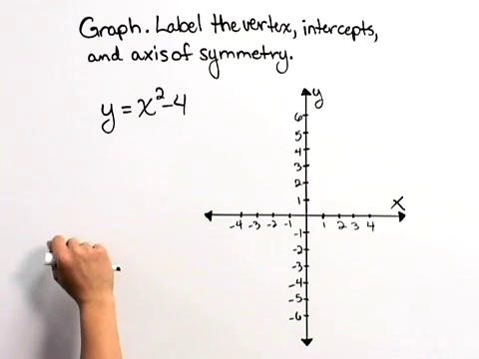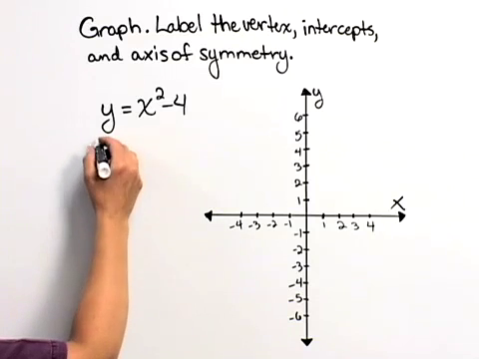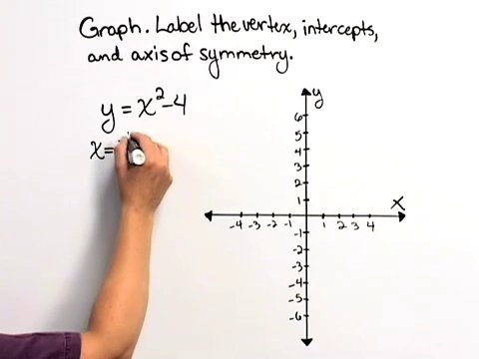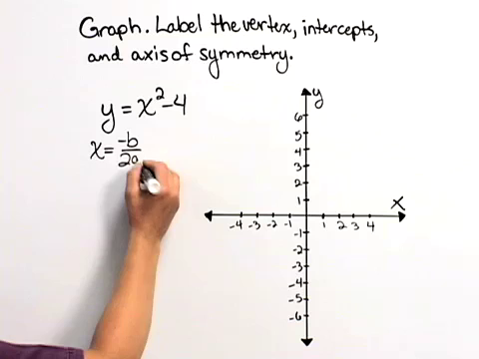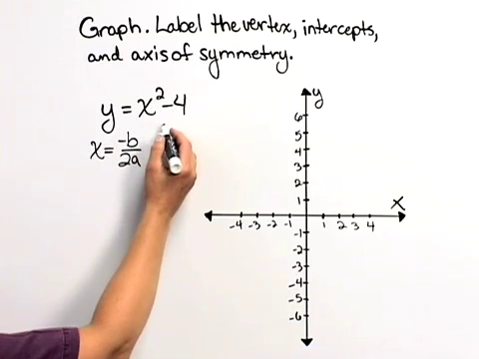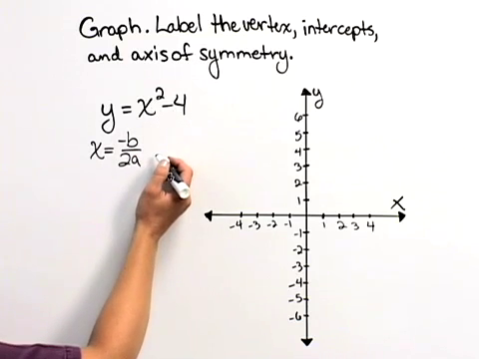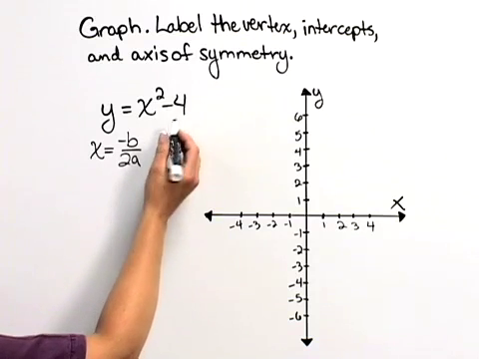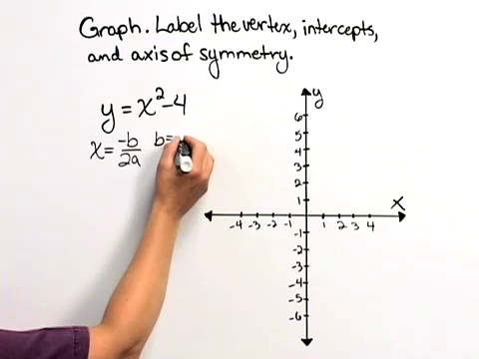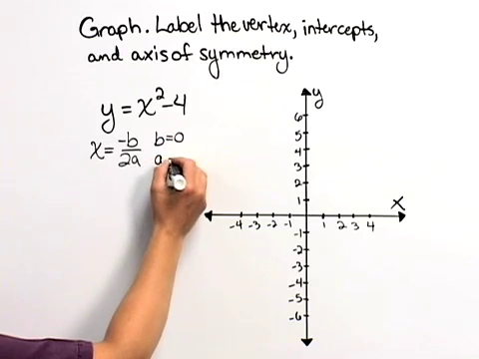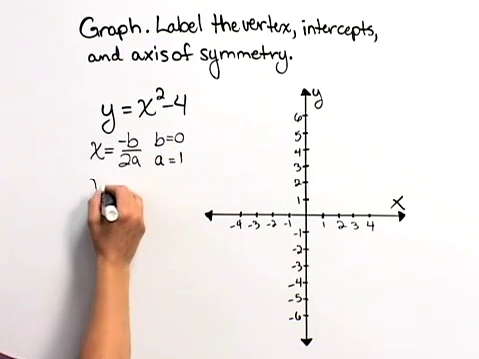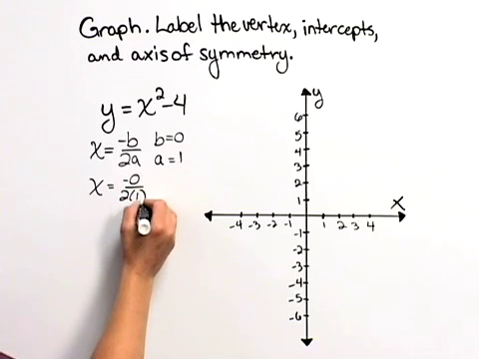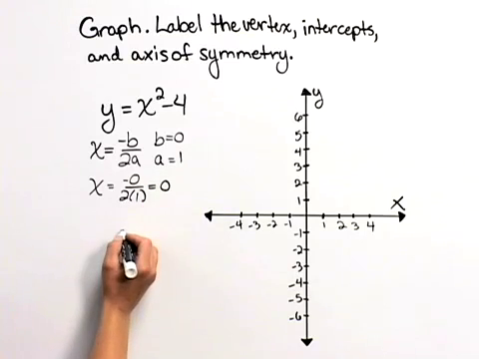Now I also noticed that I could find my vertex by finding my x-coordinate using negative b over 2a. It's kind of hard to see what my b is. It's supposed to be the coefficient in front of x, and there isn't a term that's just an x. So that means that the b is 0, and my a is 1. Plugging that in, I get the opposite of 0 over 2 times 1, which is just 0.